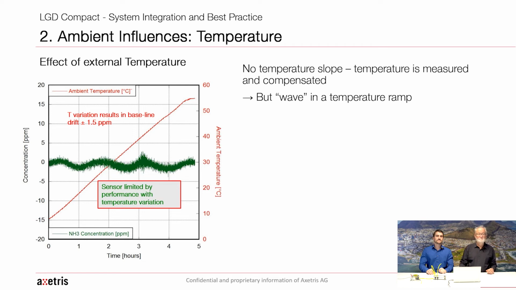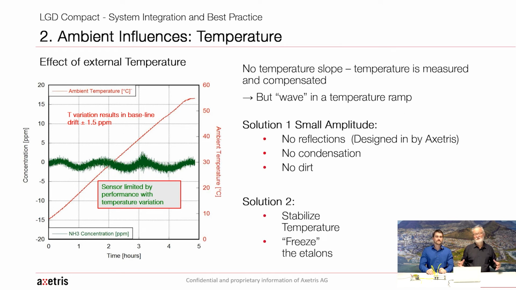Now, it's not that much, this deviation, but what are the solutions to make it small? Solution one is make the amplitude of this wave as small as possible. And the most important thing is to try to have no reflections by design. And we try to do a job as good as possible to realize that.